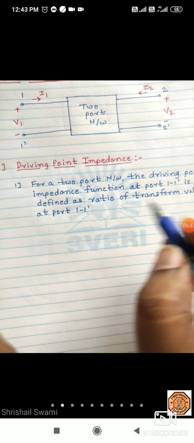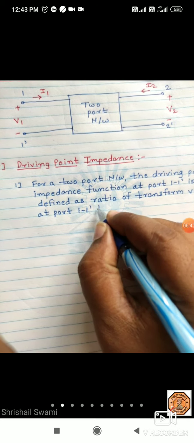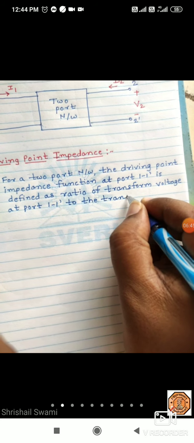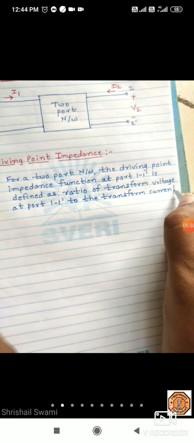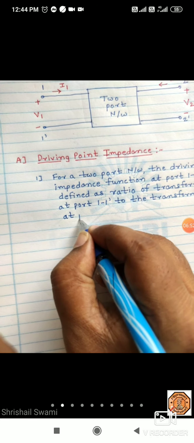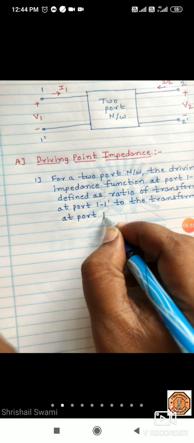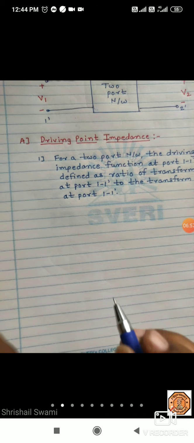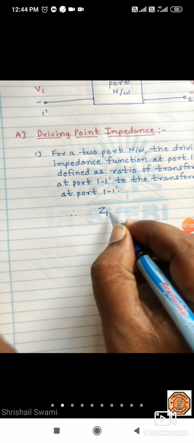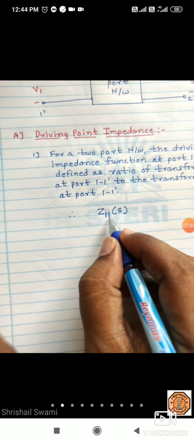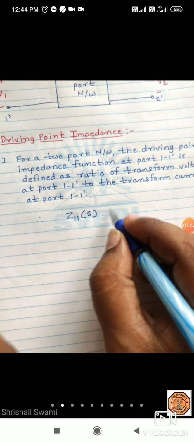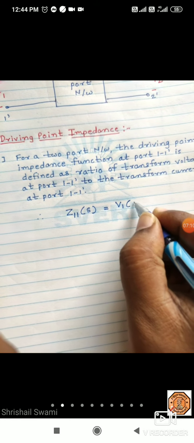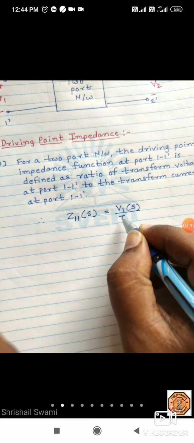Ratio of transform voltage at port 1 dash to the transform current at the same port, that is at port 1 dash, or you can write same port. So it is denoted by Z11 of S. 11 is due to what? Driving point impedance at first port. So Z11 of S is equal to V1 of S divided by I1 of S.